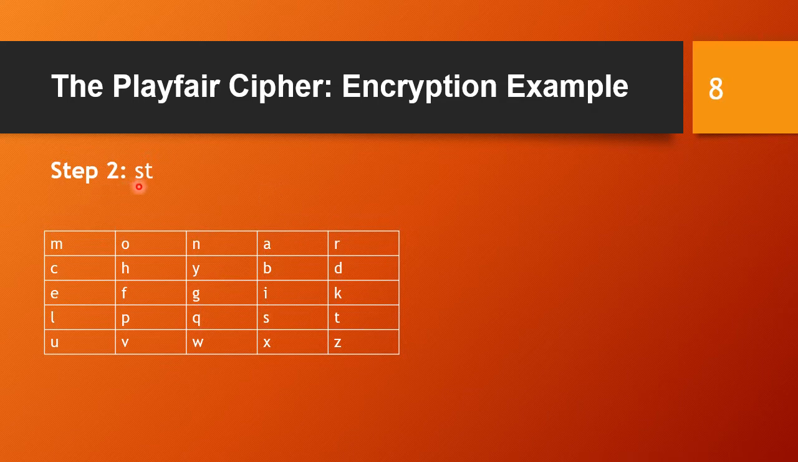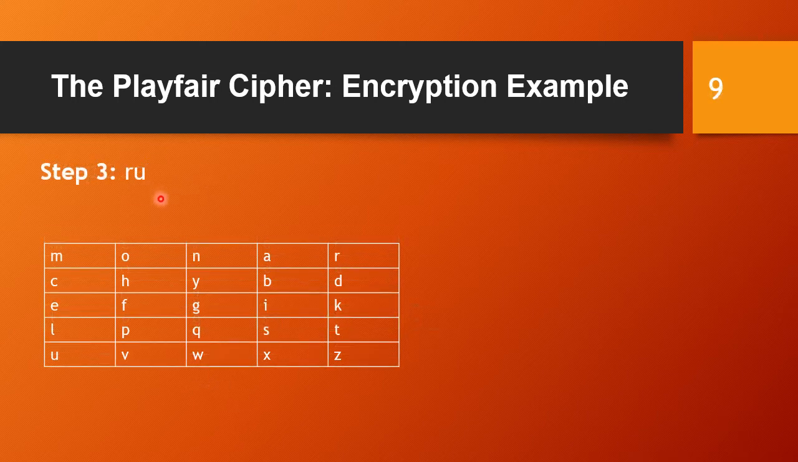Moving to the second pair ST, we can notice that S and T are on the same row, so S becomes T. And since T is on the right edge of the table, we wrap around so that T becomes L. So the pair ST becomes TL.